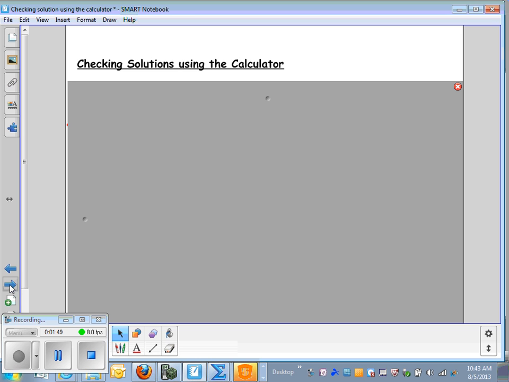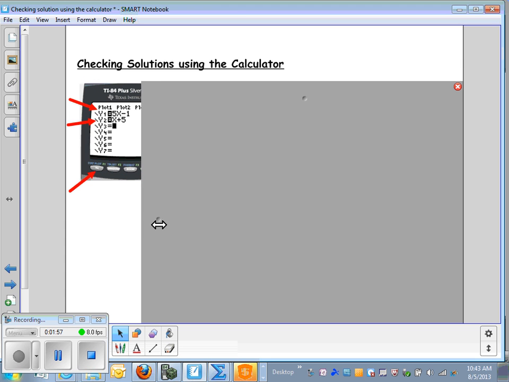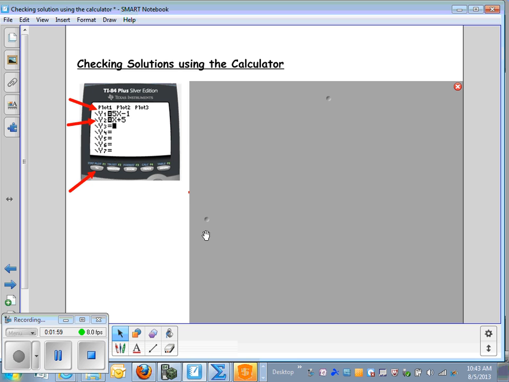Alright, so we'll be checking solutions using the calculator. Before we begin, let's get an overview of what we'll be doing. We will be solving an equation. We will be placing the left side of the equation into the y1 and the right side of the equation into y2. We're going to get this screen by hitting this y equals button.